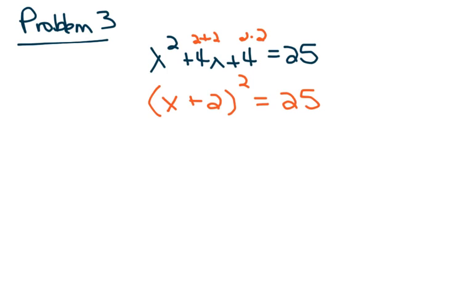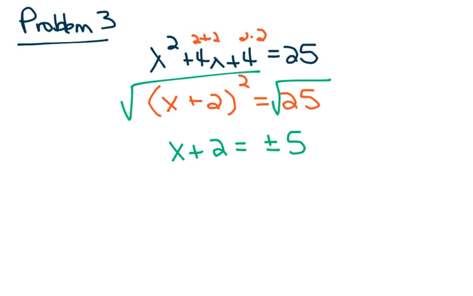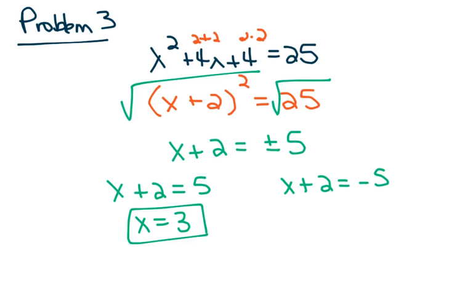So if I factor that perfect square trinomial, and then I go and solve it, and I take the square root of both sides, I'm going to be left with x plus 2 is equal to plus or minus 5. Don't forget that plus or minus sign when you do the square root. So there are two equations. One of them is x plus 2 equals 5, and the other one is x plus 2 equals negative 5. So x is equal to 3, and x is equal to negative 7.